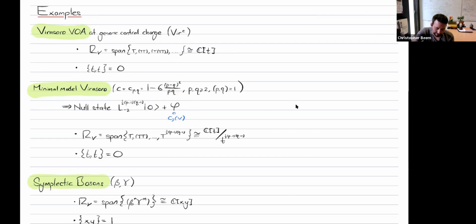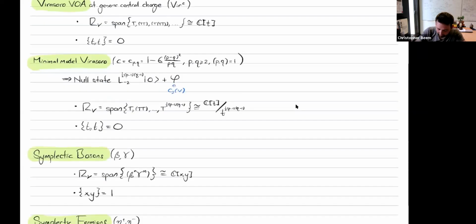So in the C2 subspace, this means that T to the power (P minus 1)(Q minus 1)/2 is set equal to 0 when you're working in the quotient by null states. And so in that case, the Zhu commutative algebra is a finite dimensional vector space generated by T, but where T to some particular power is 0, so T is nilpotent, again with a trivial Poisson bracket.